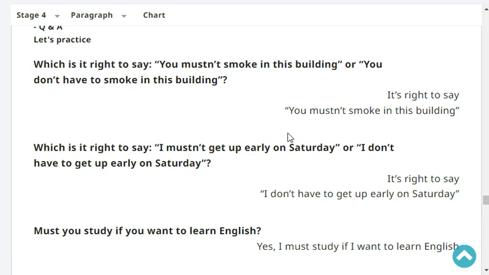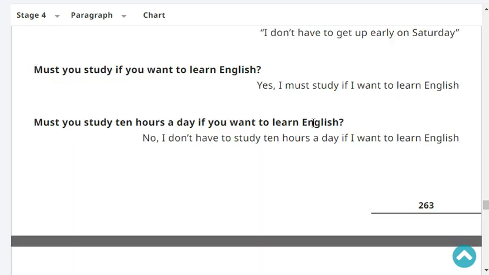Which is it right to say? I mustn't get up early on Saturday, or I don't have to get up early on Saturday? It's right to say, I don't have to get up early on Saturday. Very good.